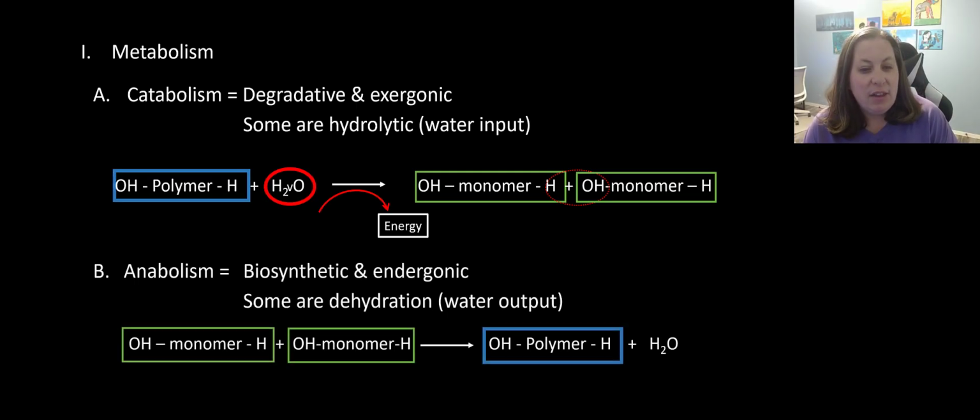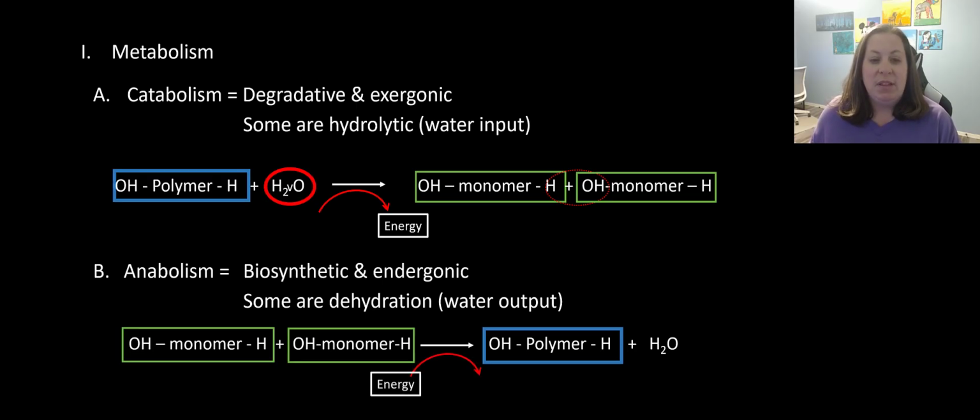We then see here that we have the anabolism. Anabolism is the biosynthetic type of reaction, meaning we're building something. It's also endergonic, which means energy has to go into the building process. Some of these are known as dehydration because you're going to remove water out. So water is a product or an output. So here I have a monomer plus a monomer. Energy is going to go in. This creates the polymer and water is created here. Okay, so we have catabolism, we have anabolism.